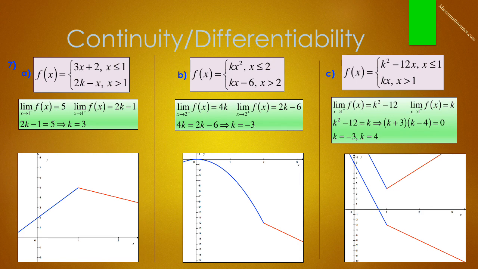Finally, in 7c, we have f of x equals k squared minus 12x if x is less than or equal to 1, kx if x is greater than 1. We check out continuity by looking at the limit of f of x as x approaches 1 from the left, and we get k squared minus 12. As x approaches 1 from the right, we get k. Setting them equal to each other, we get k squared minus 12 equals k. And bringing everything to one side and factoring, we get (k plus 3)(k minus 4) equals 0, meaning that there are two possible values of k, negative 3 and 4. We graphed both of them and showed that they are both continuous at x equals 1.